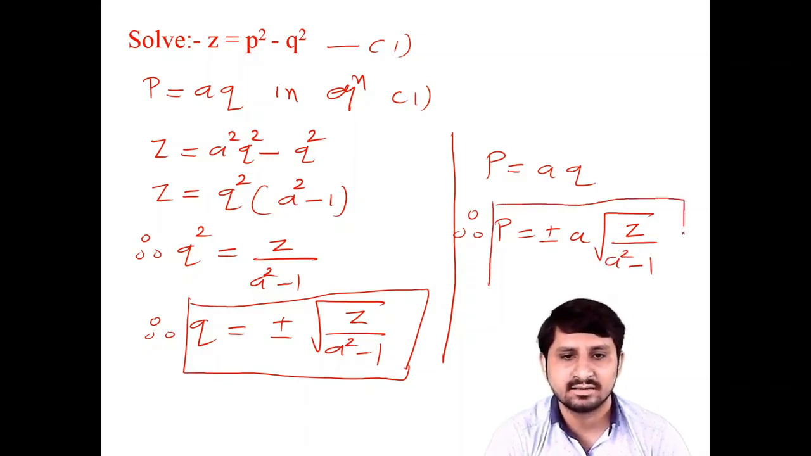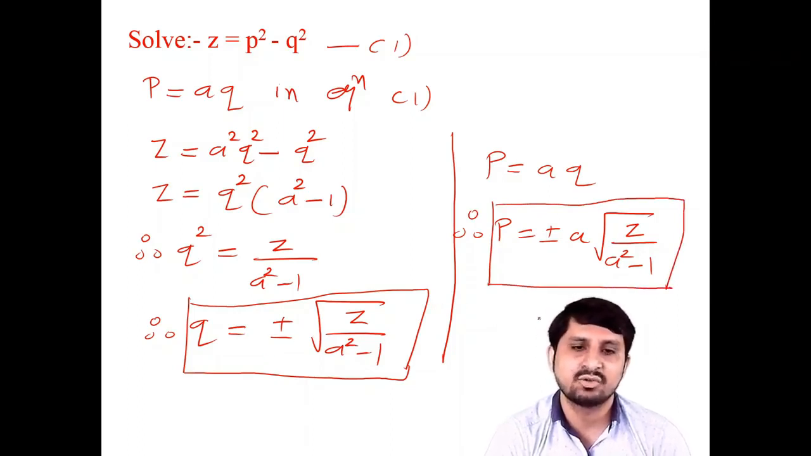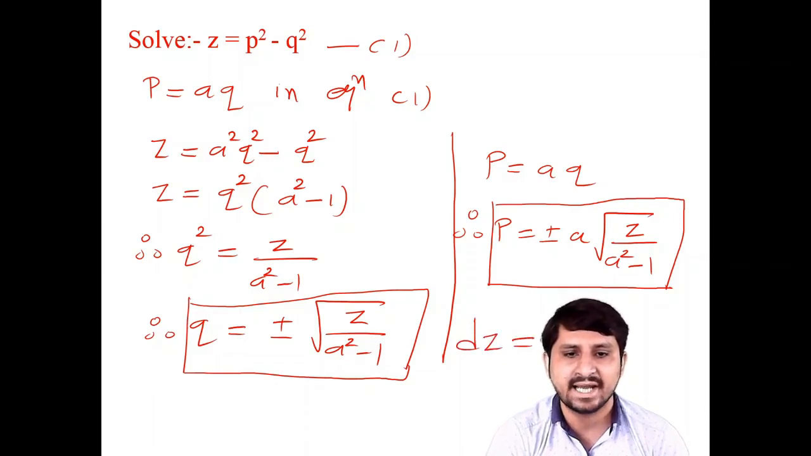Okay, just remember these two values, right? What is the value of p? p is plus or minus a square root of z upon a square minus 1, and the value of q is plus or minus square root of z upon a square minus 1. Now we want to solve this equation, dz is equal to p dx plus q dy, right? And now we put these two values, the values of p and q, in this equation.